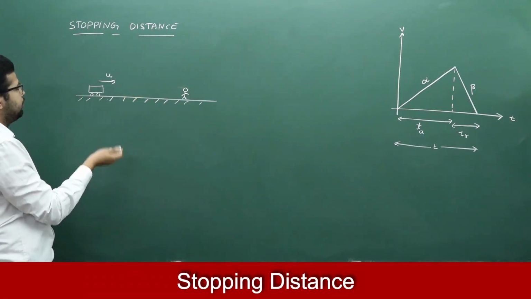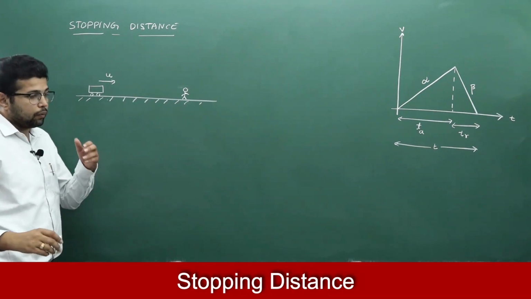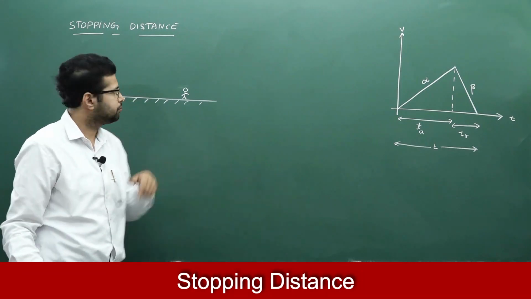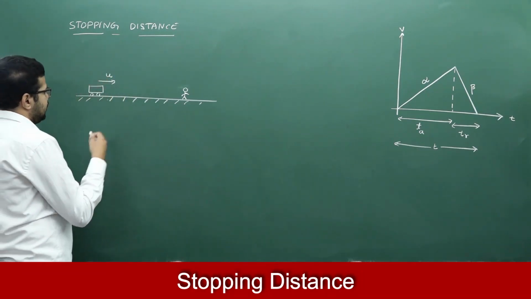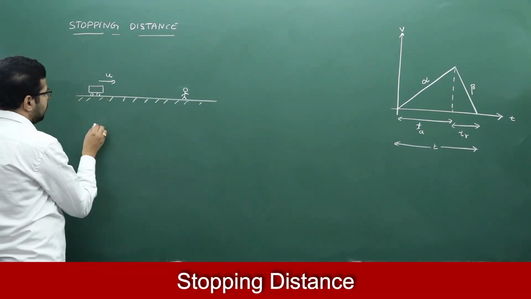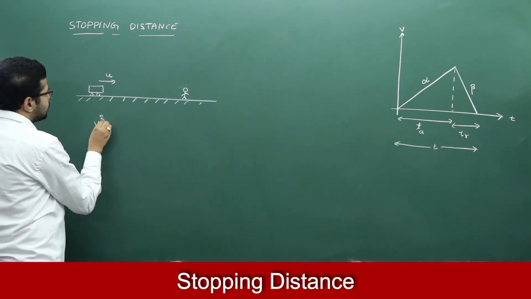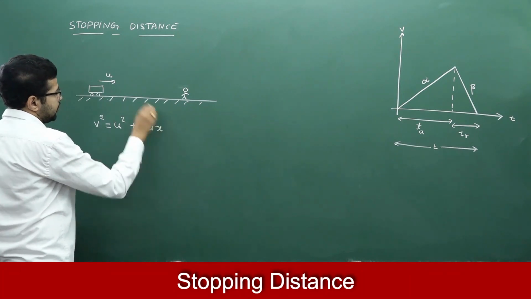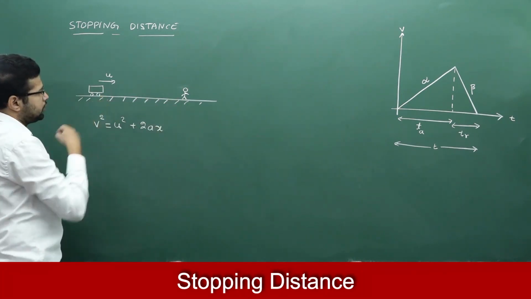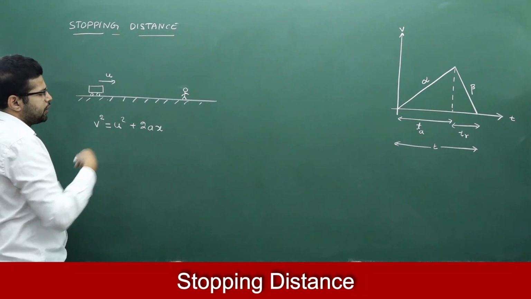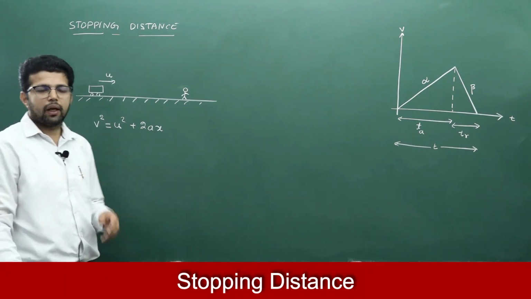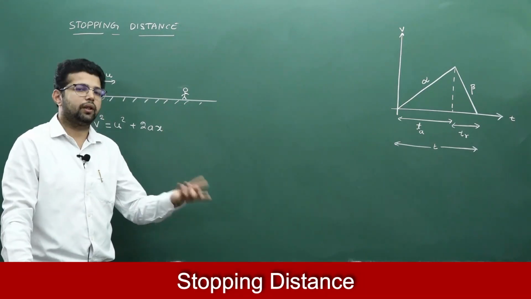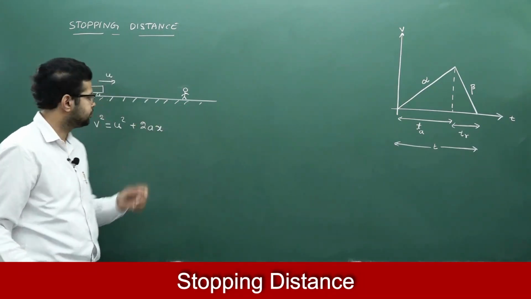Now he will apply the brakes. Once the bus stops, the final velocity will become 0. So in stopping distance, final velocity is 0. Which equation can I choose? I can choose v square equals u square plus 2ax, because I know final velocity is 0 and initial velocity is u, and we are speaking about the displacement. Let us suppose that the driver applies brakes in such a way that there is constant retardation.